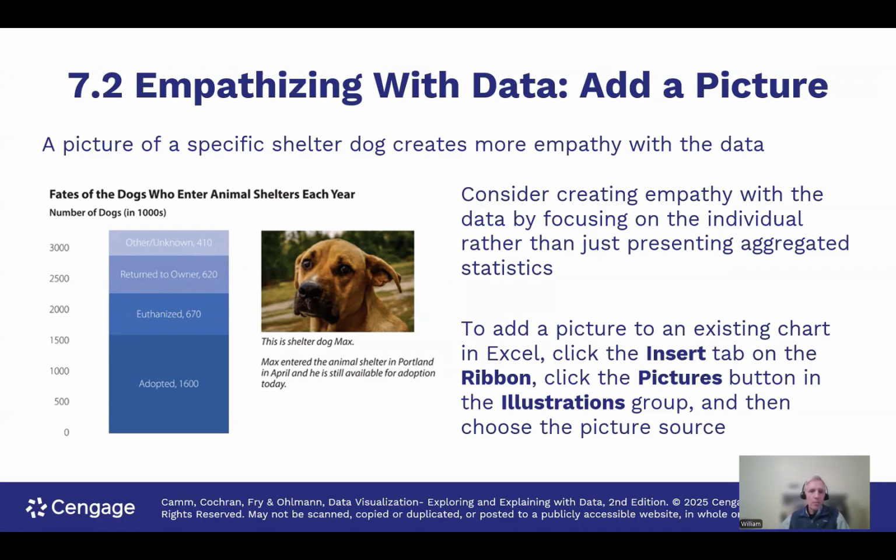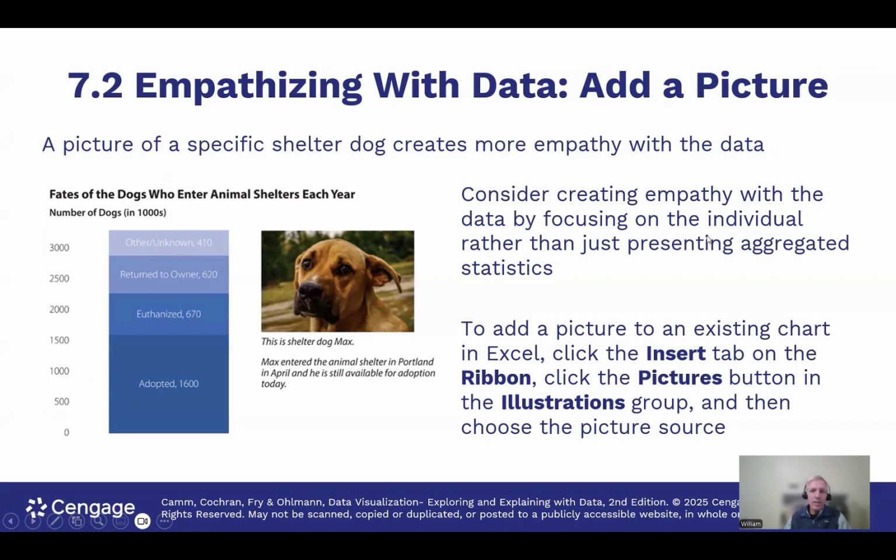So this is about animal shelters, dogs who enter animal shelters in hundreds of thousands. We've got this chart on the left-hand side showing where they came from. And then we've got a picture. Now, this isn't just any picture. This is Shelter Dog Max, and this is a really important point. We want to personalize this. We don't want just some arbitrary dog. This is personalized. This is the Shelter Dog Max. Max entered the animal shelter in Portland in April, and he's still available for adoption today. So this really helps the user to empathize with this data.